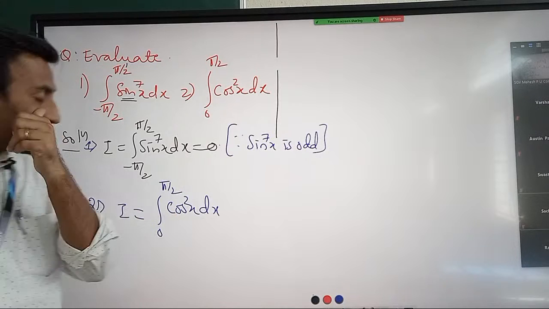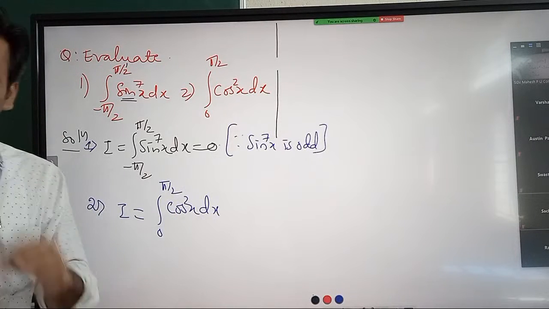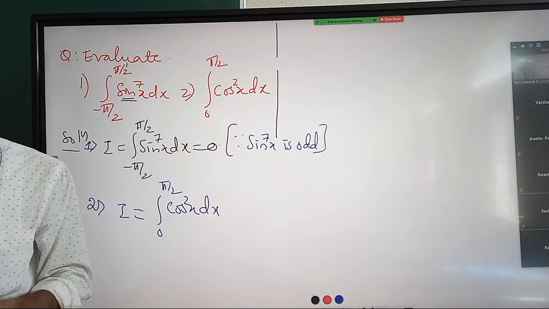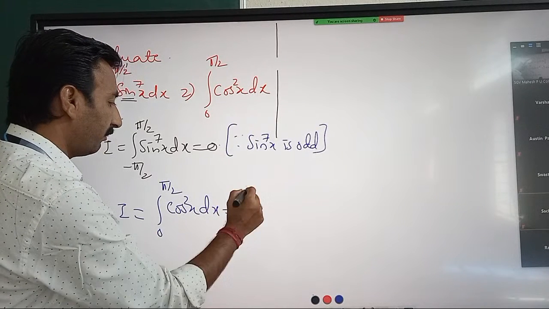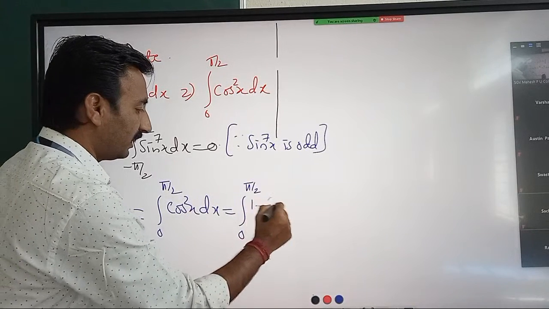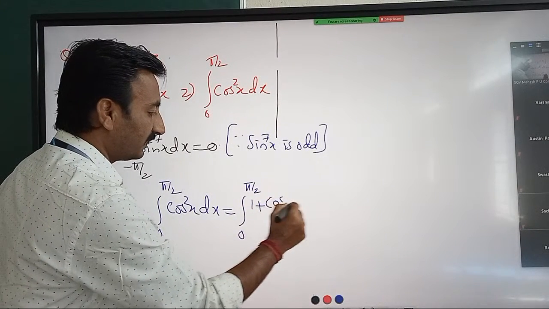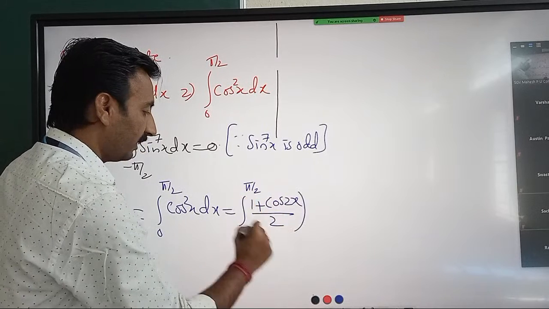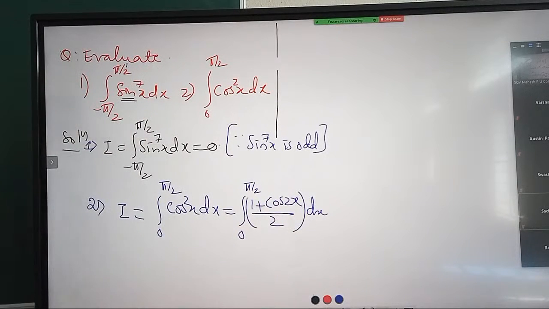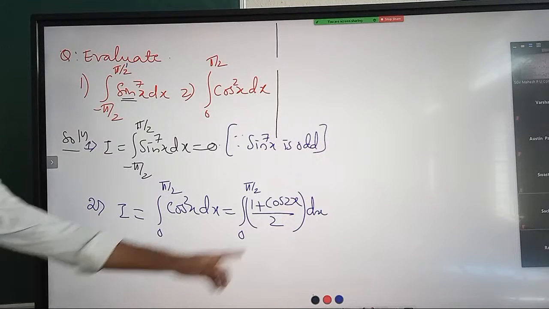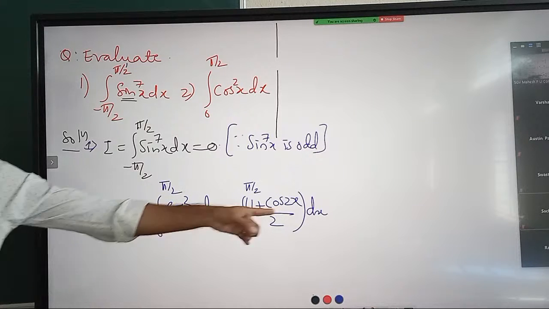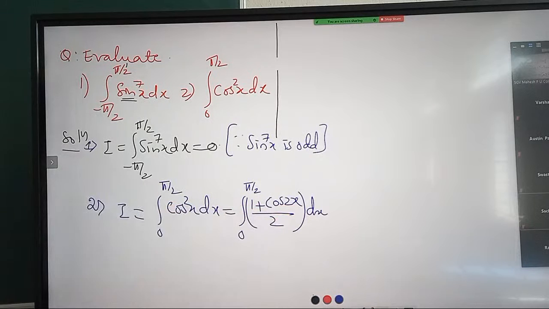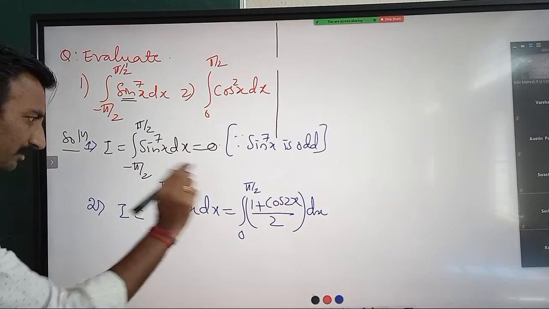So cos square, I told you many times, we use the formula 1 plus cos 2 theta divided by 2. Often we are using that. So here, from 0 to pi by 2, I can write cos square x as 1 plus cos 2x divided by 2 with respect to x. If you cross multiply, it is the cos 2a formula. If it is half angle, cos x will come. I hope you remembered because I have used this many times.